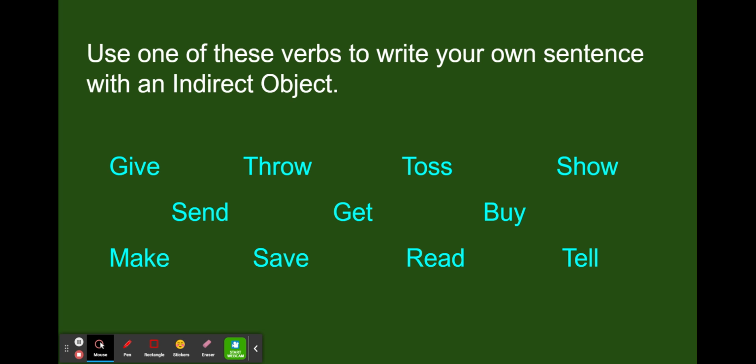I had students practice writing their own sentences in class. And I did have to clarify here with these verbs that these are the present tense of the verb. This is the base form of the verb: give, throw, toss, show. But you can use any form of that verb with helpers to make that work. So you could say, Scott gave me a haircut, and Megan threw me a party, and other sentences like that.